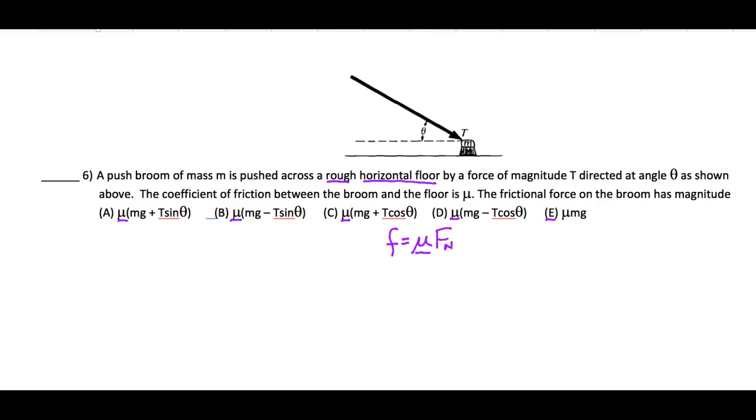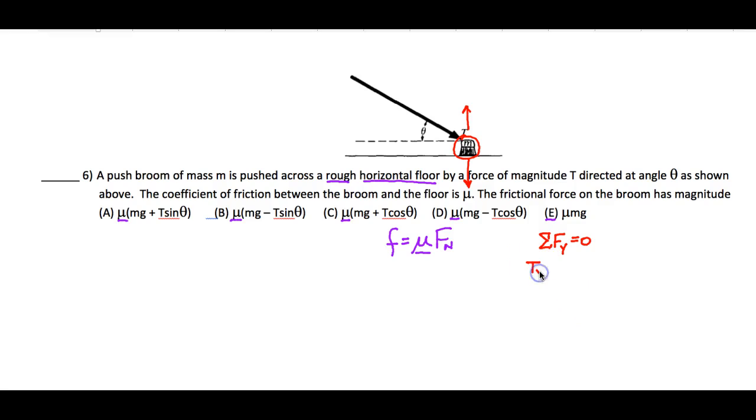In order to do that, we're going to have to write a dynamics equation in the y direction. And we know that the sum of the forces in the y direction is equal to 0. Our evidence for that is that the broom of mass m is not accelerated up or down. It's moving side to side only. It's actually at rest in the vertical direction.